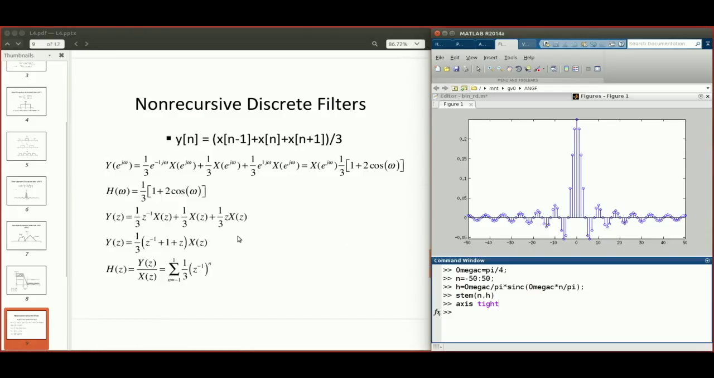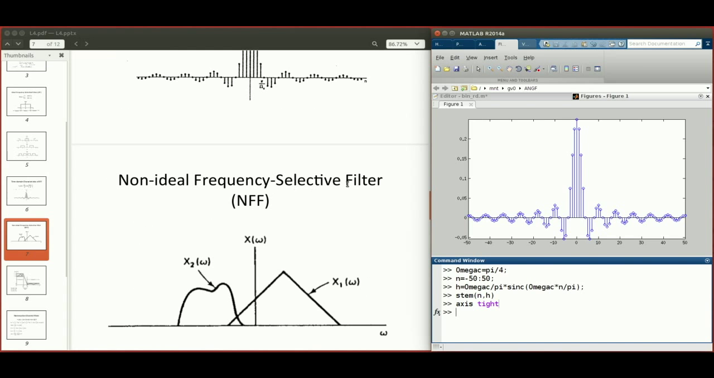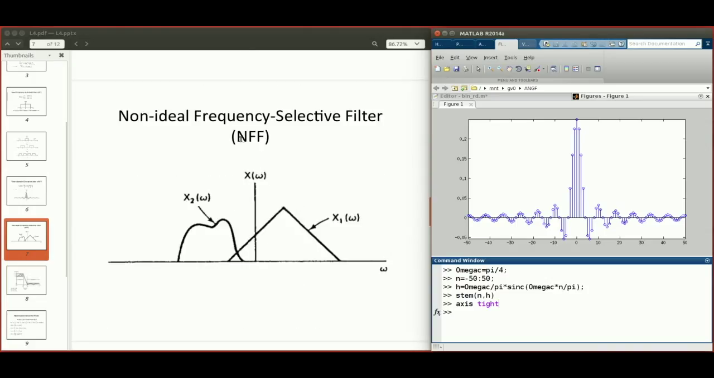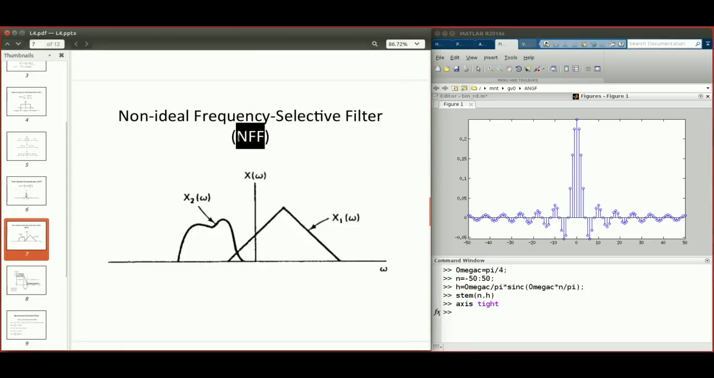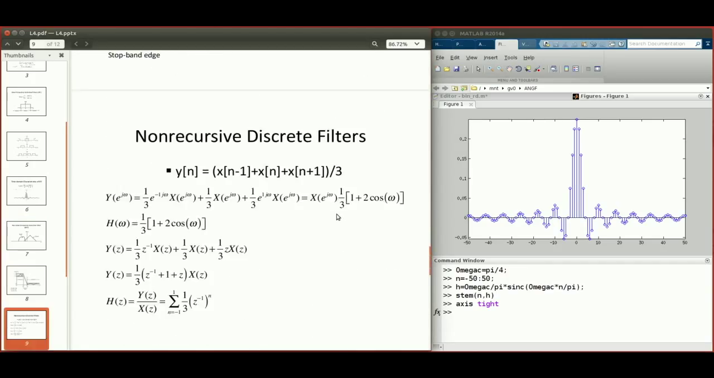So now let's look at some examples of this kind of NFF, this kind of non-ideal frequency selective filters. These are the target, the main focus of this lesson. We're going to deal with non-ideal frequency selective filters. And you have two basic different types of this kind of NFF.